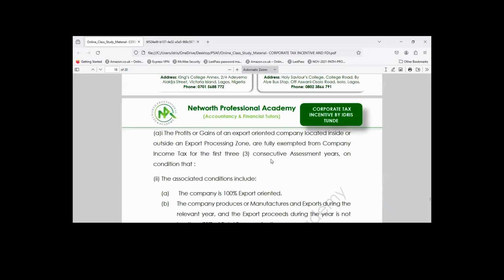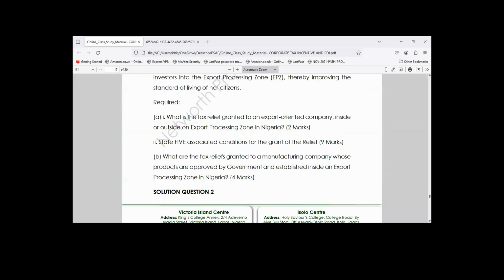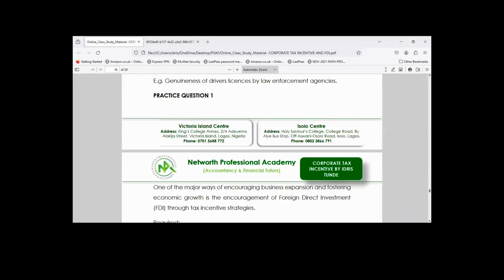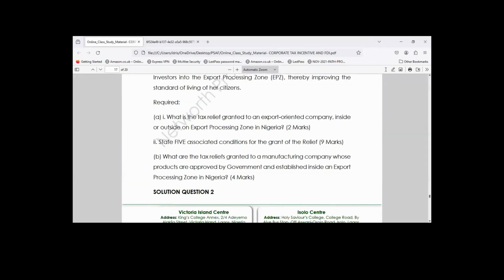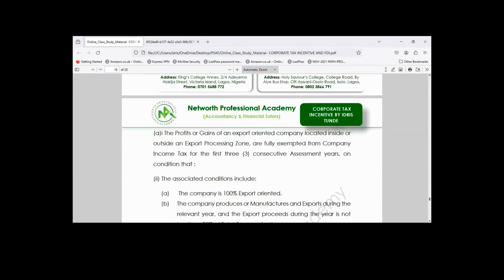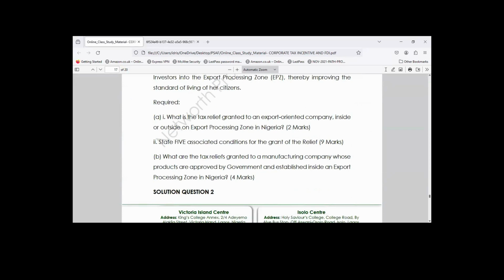So the A part of the question says, what is the tax relief granted to an export-oriented company inside or outside the export processing zone? The profit or gain of an export-oriented company located inside or outside the export processing zone is fully exempted from tax for the first 3 consecutive years, on the condition that... the five associated conditions for granting the incentive. What are the conditions?